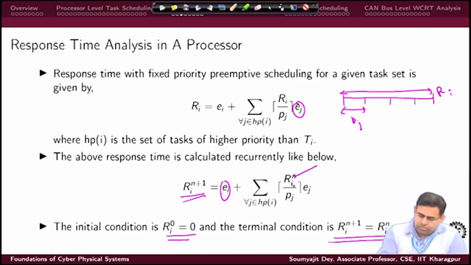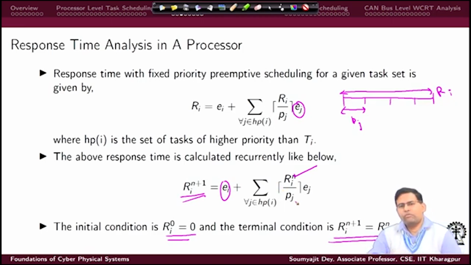Now, notice this symbol here. That is the ceiling symbol, because this ratio may be fractional. In case of a fraction, I will just round it up to the next whole number, and that is why we take the ceiling here.